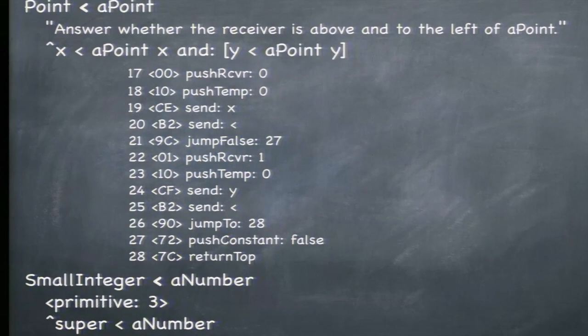This thing in square brackets is a closure, and it understands value. But in this particular case, because this is a very simple control structure, the compiler has inlined it. It's inlined it into a Boolean test, so that there's a bytecode here which tests whether the result of less than is true, and jumps around to push false and return if x was not less than a point y. And then here's the inline closure here, push receiver, push temp, send y, etc.